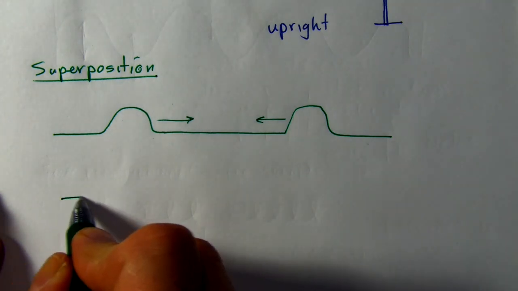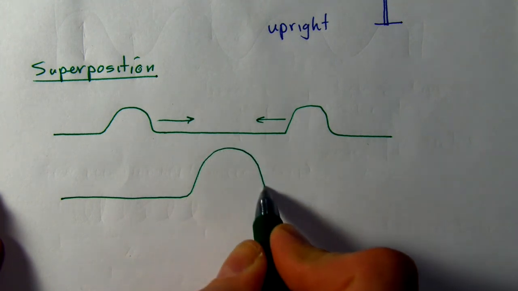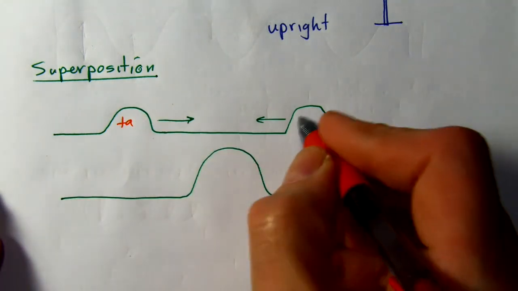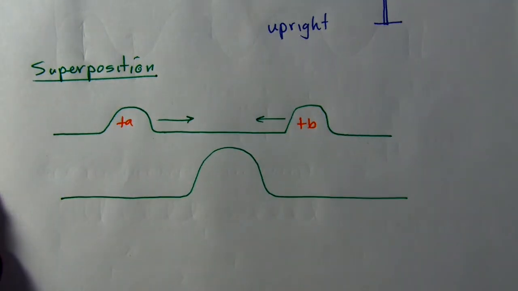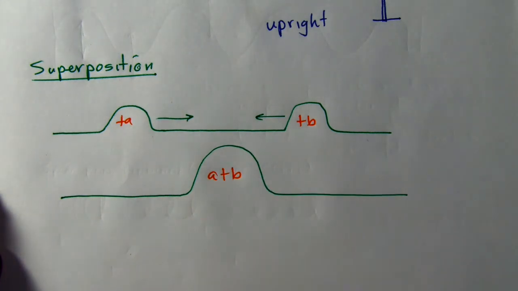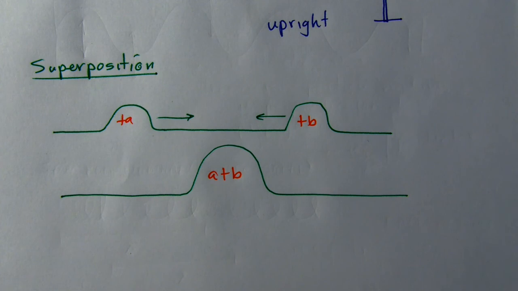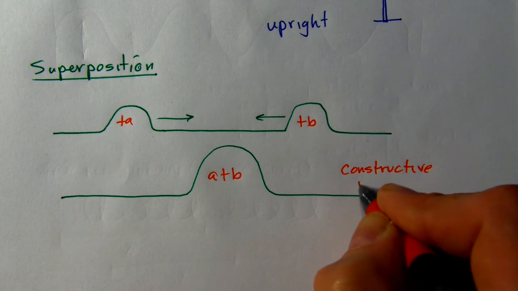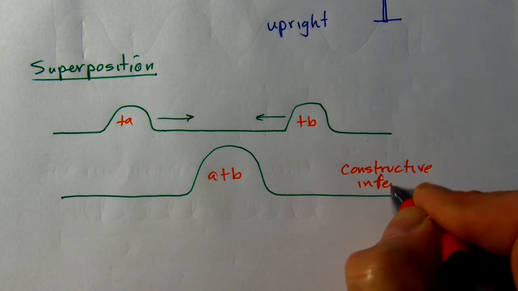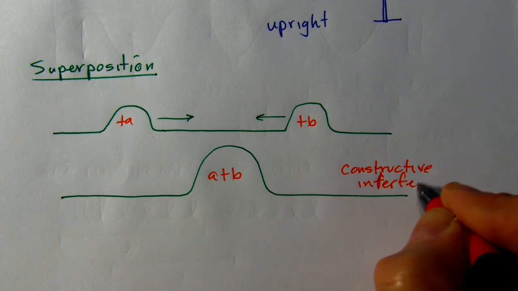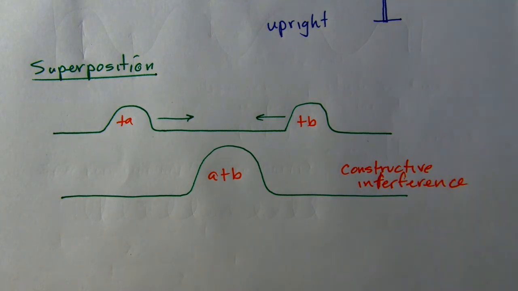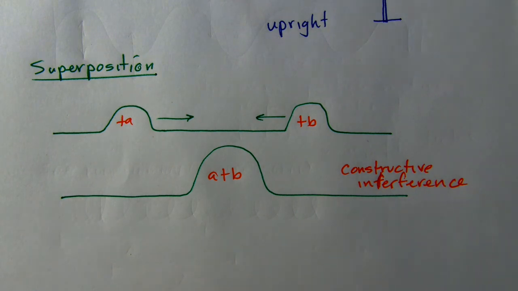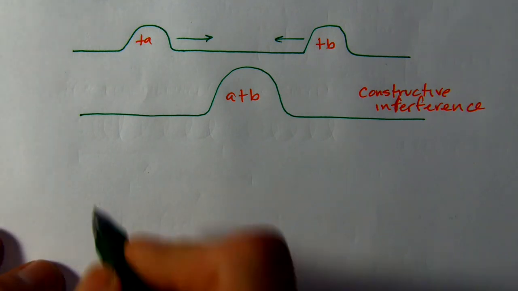And what we'll see is that you get what is called the algebraic sum of the two waves. Now, we could call this plus A and plus B, right? And so you would get A plus B here. Okay? And that is called constructive interference. So when they combine, they have what is called constructive interference.